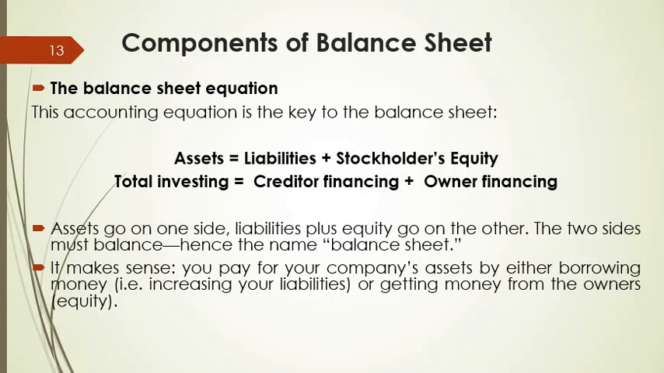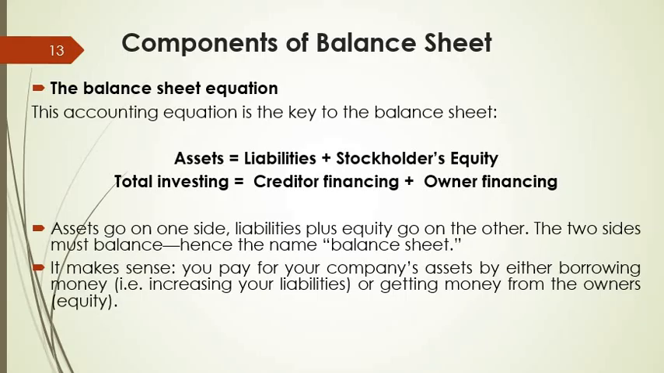Assets go on one side, and liabilities and equity go on the other side, and the important point is that the two sides must be balanced. Hence this is why it is called the balance sheet. It makes sense why we call it a balance sheet: what you pay for your company's assets, you pay for either by borrowing from a financial institution, or by issuing debt, or by getting money from the owner's equity.